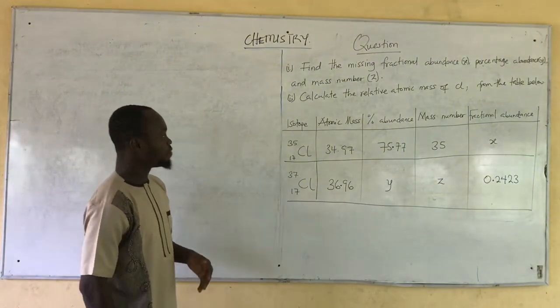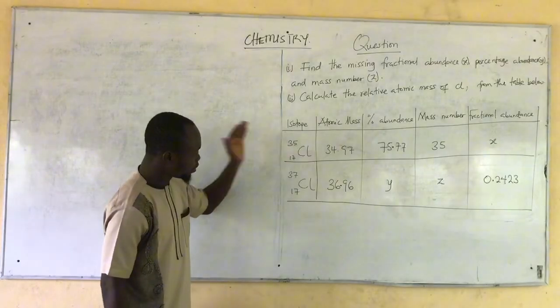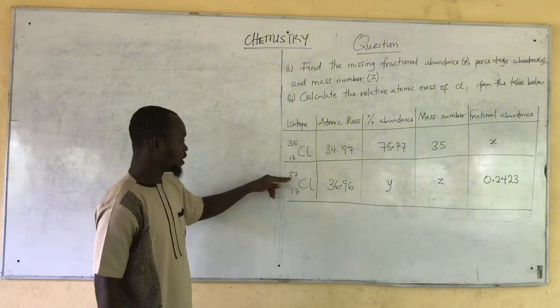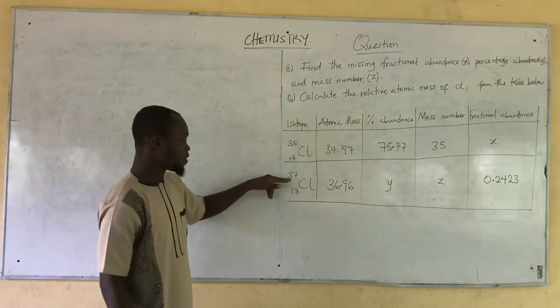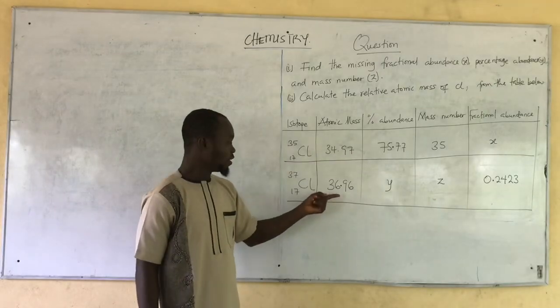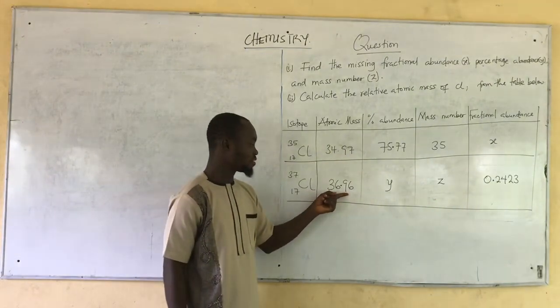So from the table below we have information on isotopes. Chlorine has two isotopes, one with a mass 35 and one with a mass 37. The atomic mass for the first one is 34.97. The atomic mass here is 36.96.